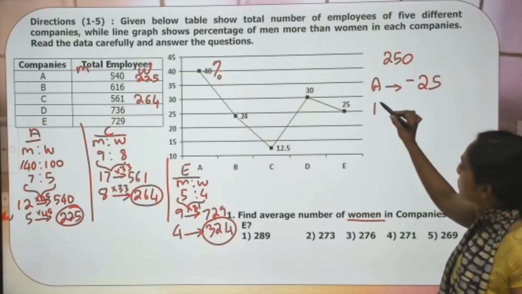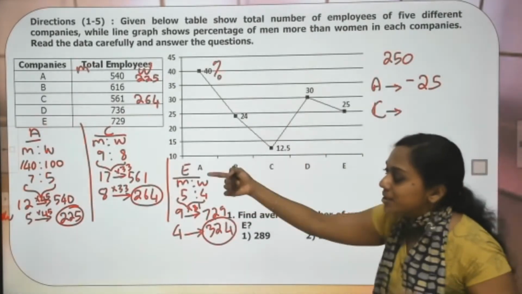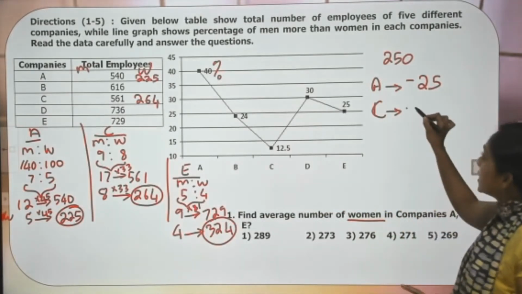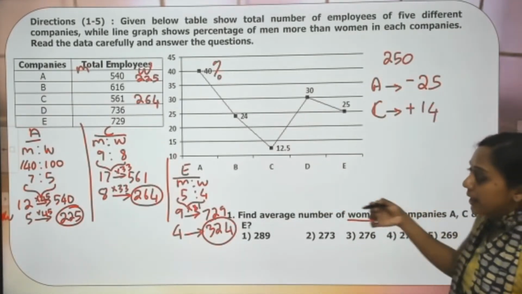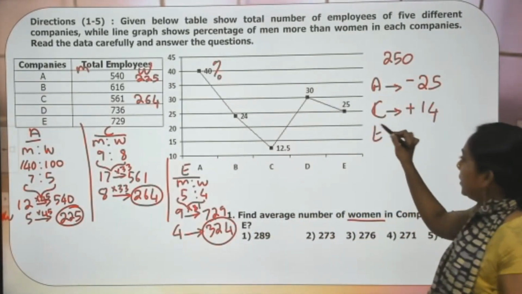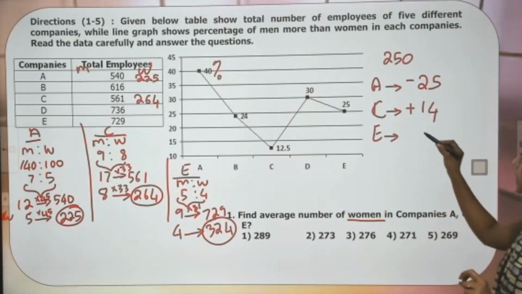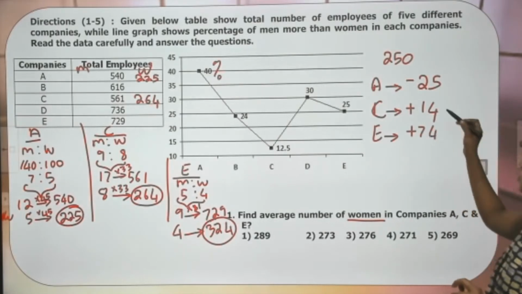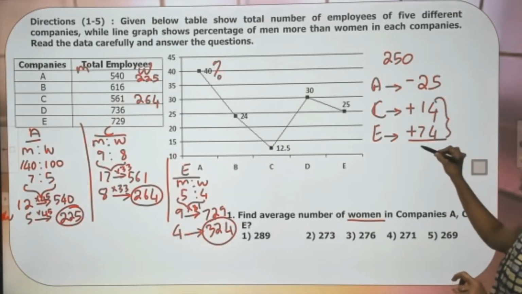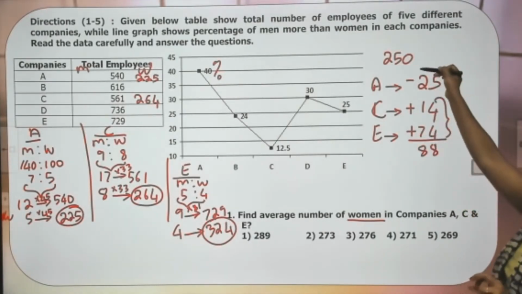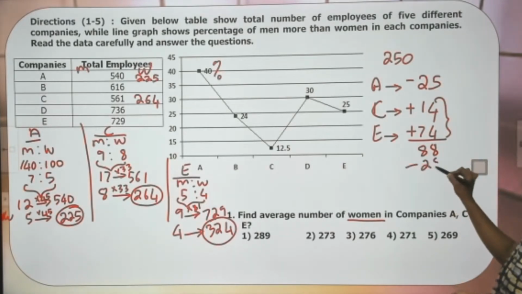Next coming to C. What is C? 264. It is how much more? That is plus 14. Next, E is 324. Compared with 250, what is the difference? It is 74 more, so that is plus 74. First of all I am adding C and E, that is 88, and I am subtracting the value of A from that, that is 25.